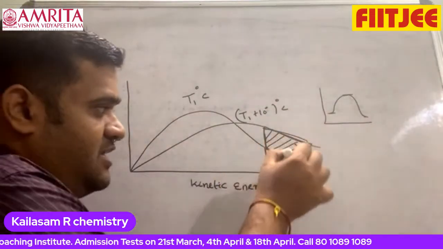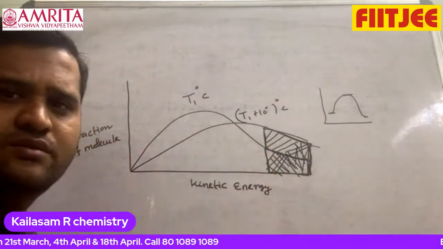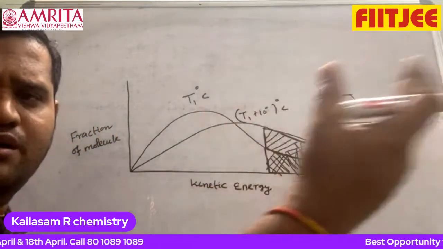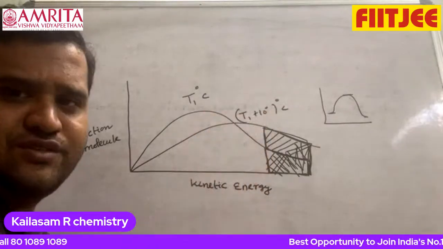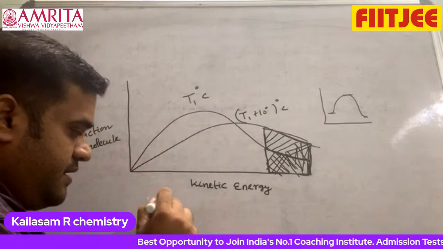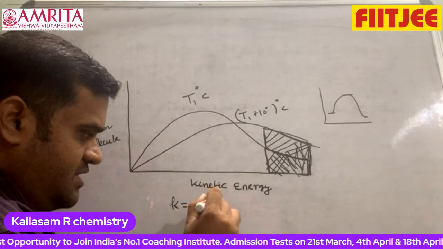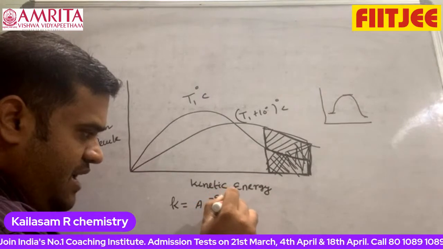Now look at the area under the curve also. This is 1, this is 2, so I can say 4 times. It almost doubles when temperature increases. That's what Arrhenius says. Then Arrhenius gives the equation K equals A e power minus Ea by RT.